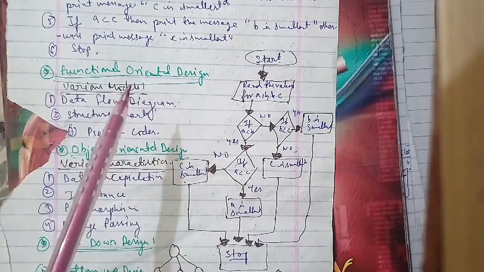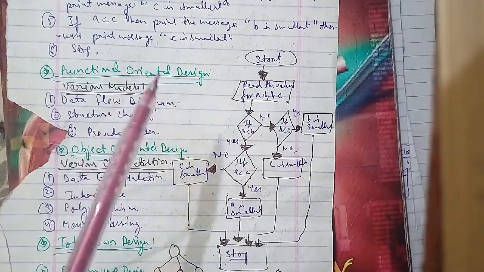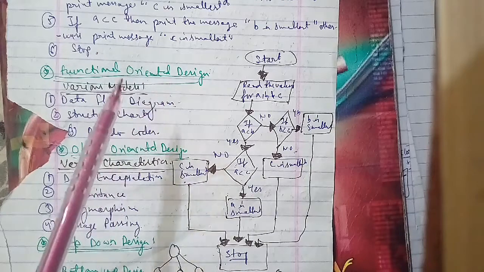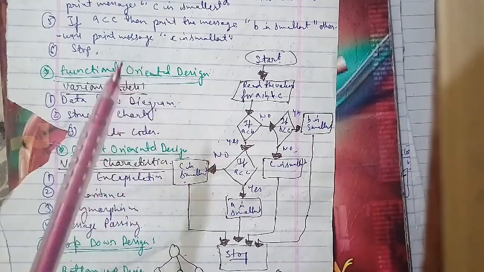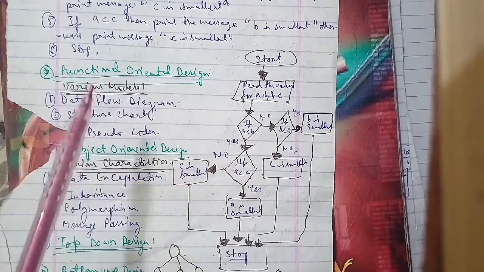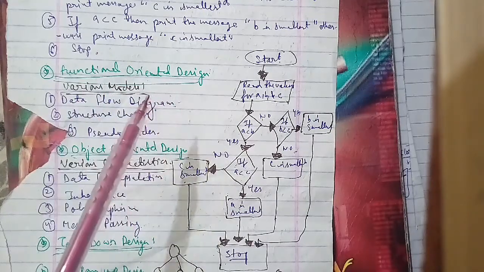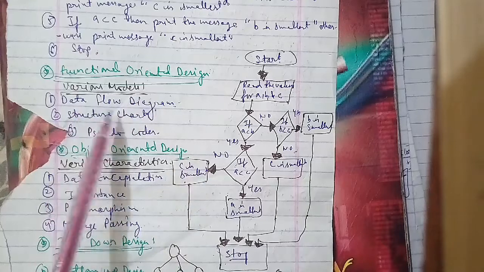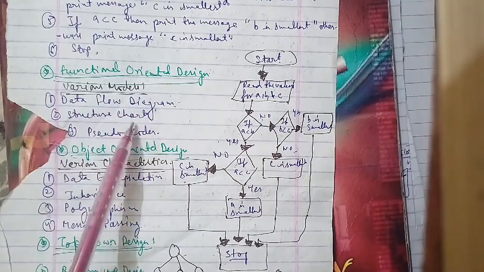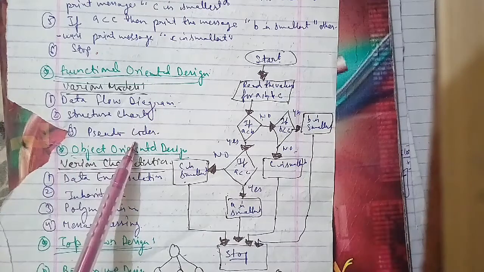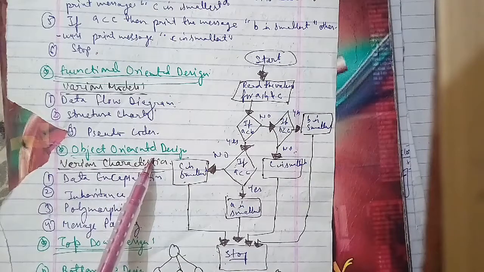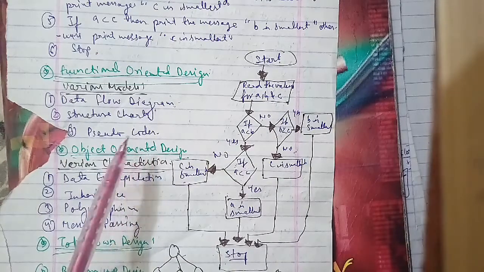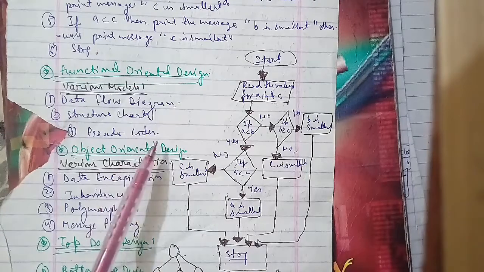Now we'll talk about object oriented design. In the object-oriented programming approach, there is a collection of objects. Each object consists of the corresponding data structures and the required operations like procedures. The various characteristics of object-oriented programming languages are data encapsulation, inheritance, polymorphism, and message passing. Now the top-down design.